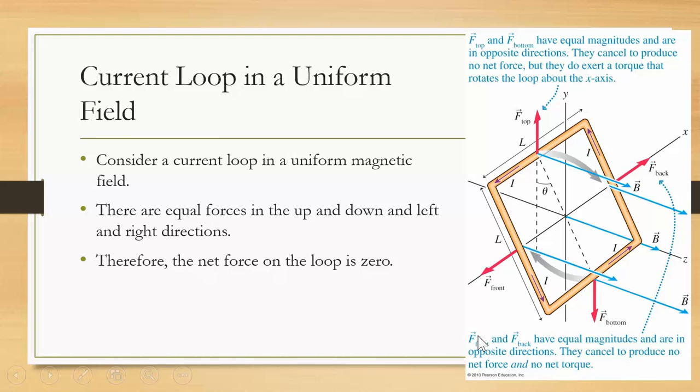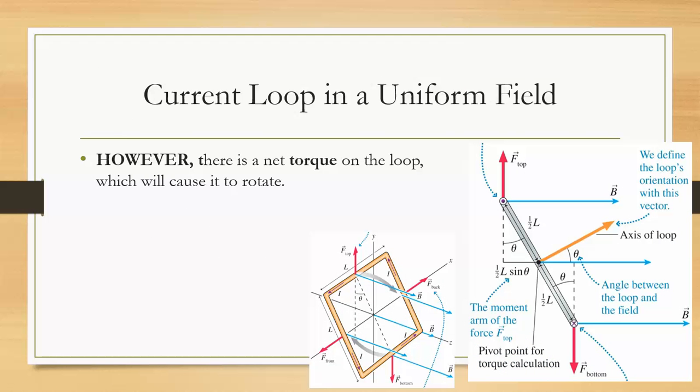There's another component involved here though. This is actually rotating on an axis. That means on the x-axis, this loop can spin. Well, as soon as you add an axis, you add the ability for torque. So the net torque on this loop is not 0. The torque will cause it to rotate.